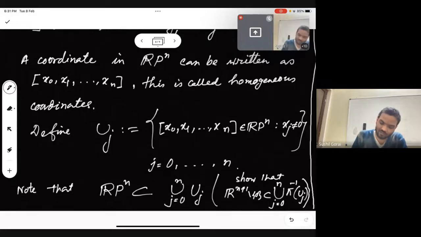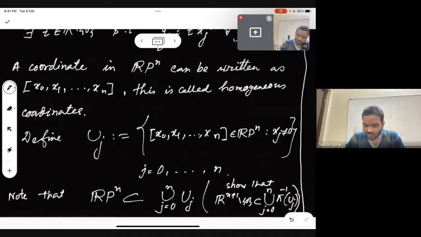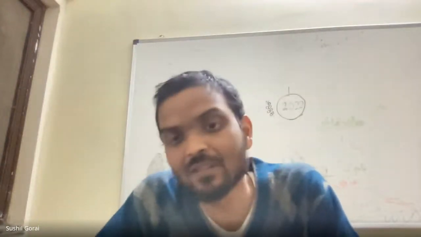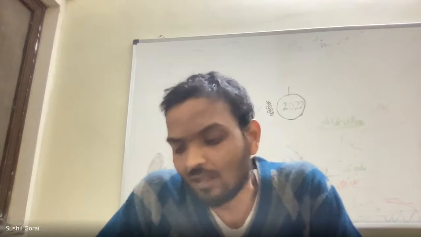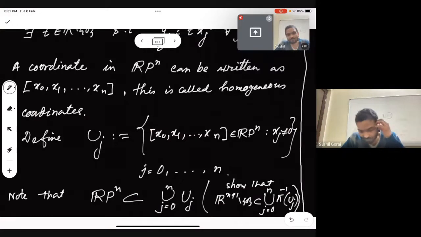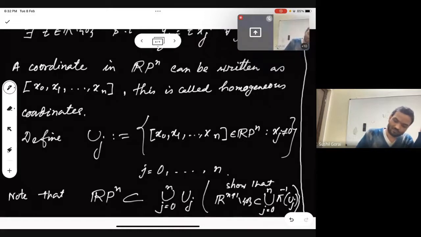Once you have this, then you're done. So this is what you need to show, and this is pretty clear. Any point in R^(n+1) minus the origin, you will find one of the xj is non-zero. Look at pi inverse of those Uj where that jth coordinate is non-zero, and the point will belong to pi inverse of Uj. All right.